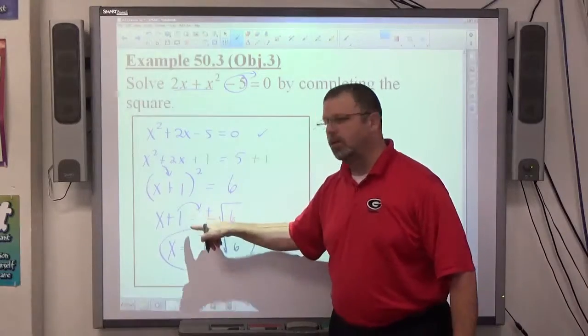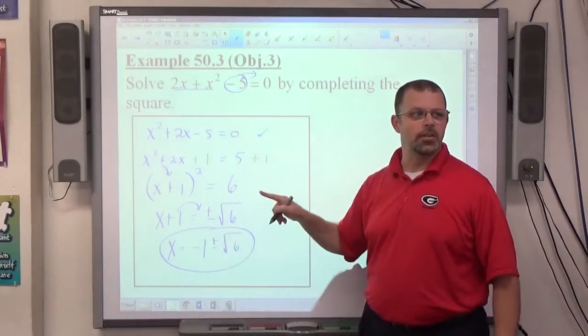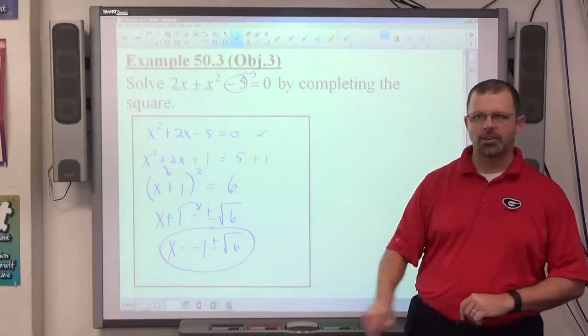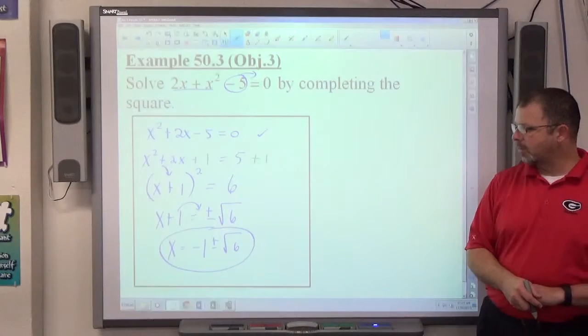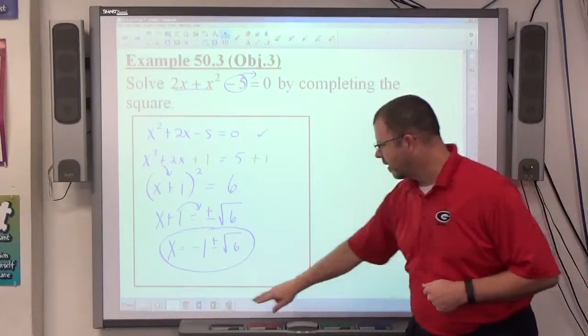I've noticed that some of you guys on these problems here, that you're forgetting to change the sign when you move it across. Also, some of you are putting it on the other side of this. Always put it in front of the plus or minus sign. That's just good math. Put it in front of the plus or minus sign. All right. So negative 1 plus or minus the square root of 6. Again, those are the answers to that problem that work.